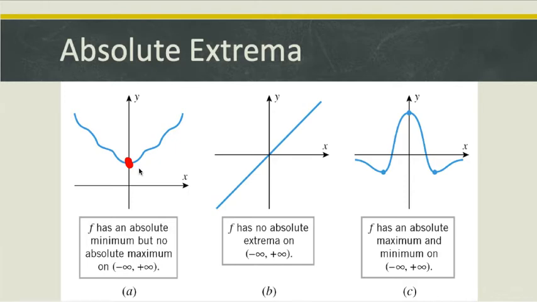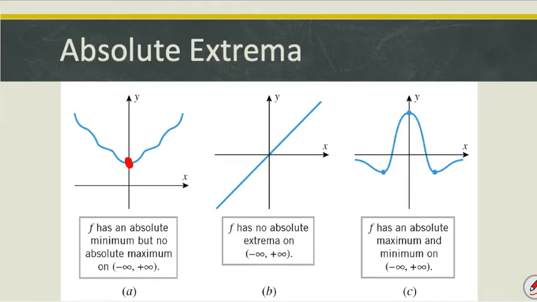We have a lowest value right here, but we would have no absolute max because it goes up forever on both of the endpoints. If we look at a linear function, whether it's a linear function going this way or a linear function going this way, that would have no absolute max or min because it's always going up in one direction and it's always going down in another direction.